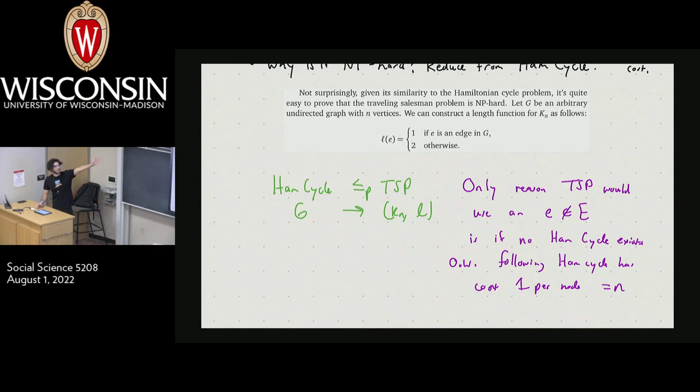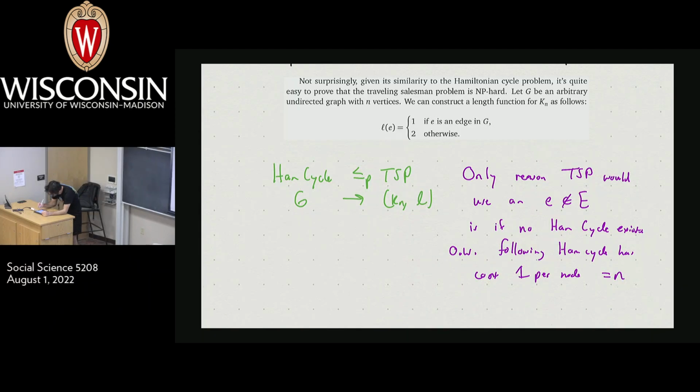But if the original graph has no Ham cycle, then the TSP TOR will have size at least n plus 1, because one of those edges will have cost 2. In the worst case, you use only edges not in the original graph, which will have cost 2 times n. So that would be a really bad situation. But all that matters is, if we use even one edge not in the graph, we get at least n plus 1 cost.